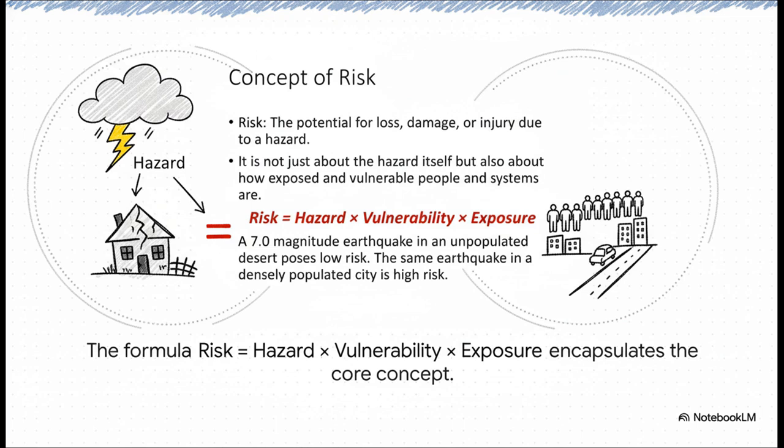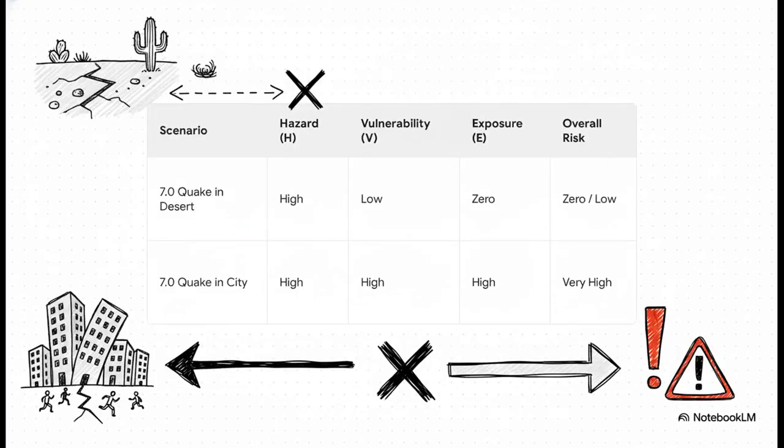So what's exposure? Well, it refers to the people, the property, the systems, or anything else present in a hazard zone that could potentially be lost. Now, what's so incredibly important to see on this slide is the math. It's multiplicative, not additive, and that changes everything. Because the factors are multiplied, if any single one of them gets close to zero, the total risk just plummets. So a massive magnitude 7.0 earthquake, that's a high hazard, poses almost no risk in an empty desert because the exposure is zero. But that exact same hazard in a densely populated city with poor construction becomes a catastrophic, very high-risk scenario. Risk is fundamentally contextual. You have to remember that.